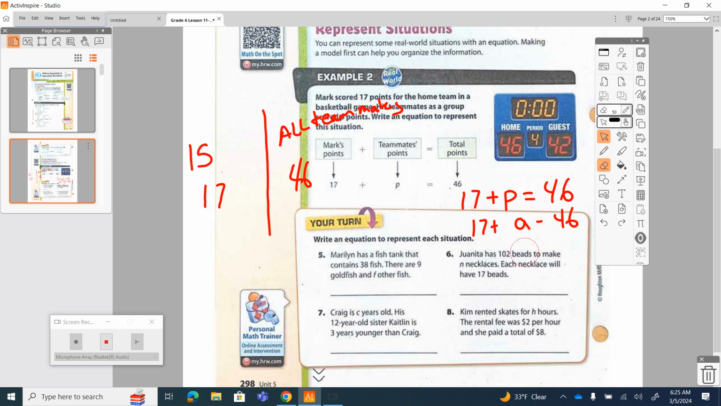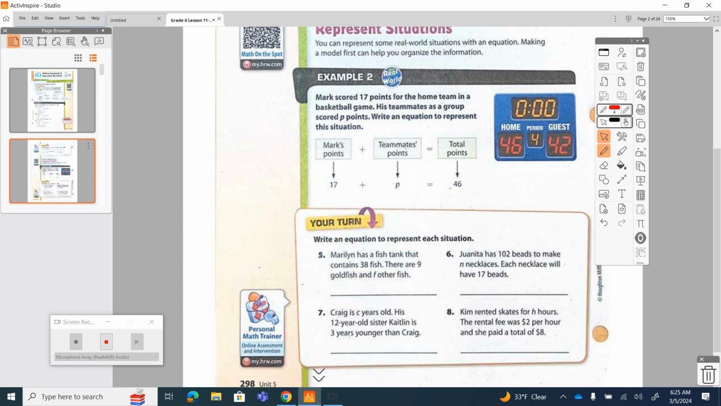The letter that you use doesn't matter unless the problem tells you specifically what to use, okay? So I want you to try these. Have your teacher pause the video, and then you can look at them.